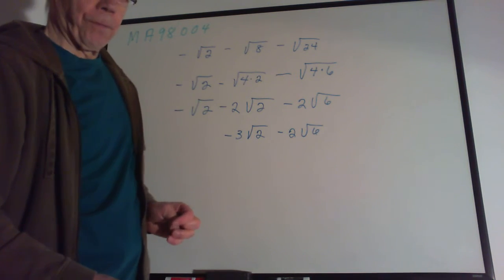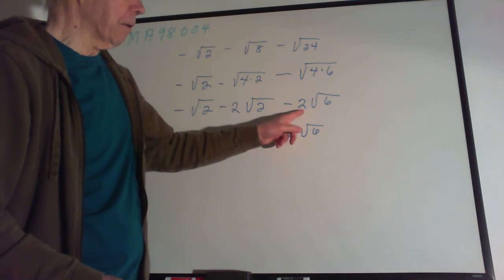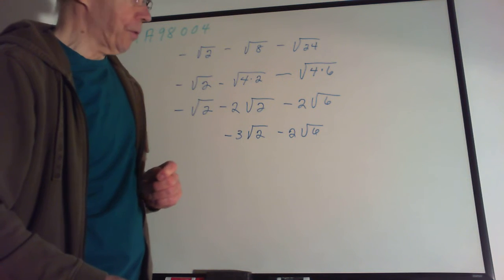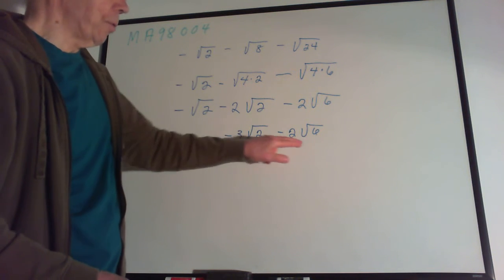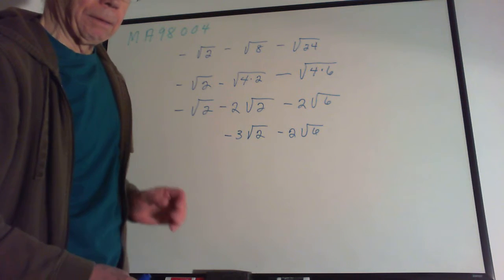24 is the square root of 4 times 6. I can take it out. I take out the square root of 4, which is 2, but I can't take out the square root of 6. So I cannot add these two together or subtract them. They cannot be combined.